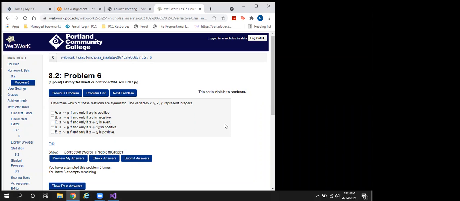Talking about a couple of web work questions to start here. So it says determine which of these relations are symmetric. The variables x, y, x prime, and y prime are all integers.